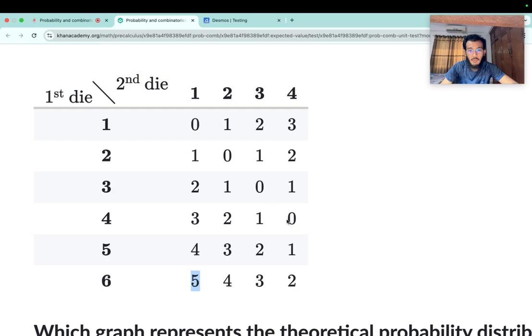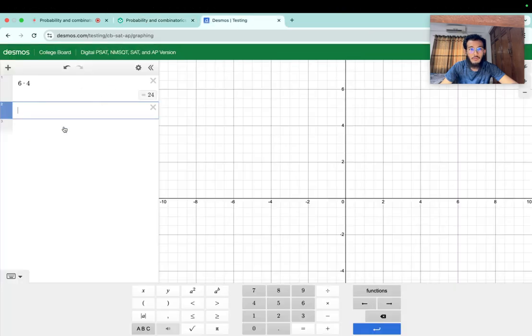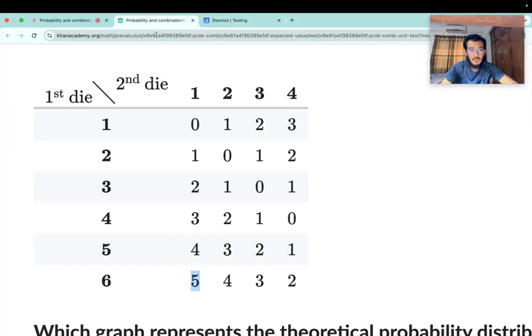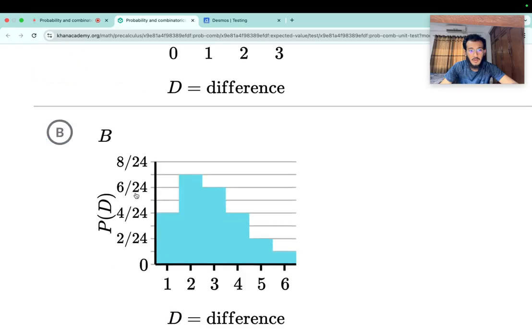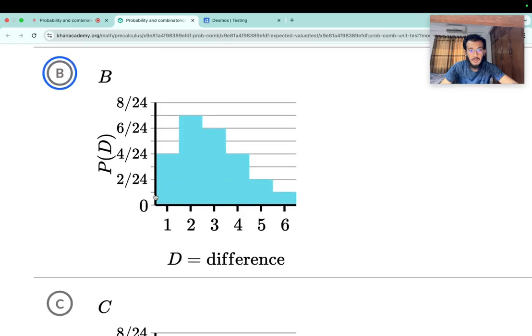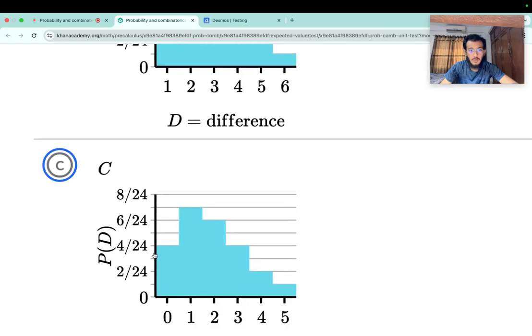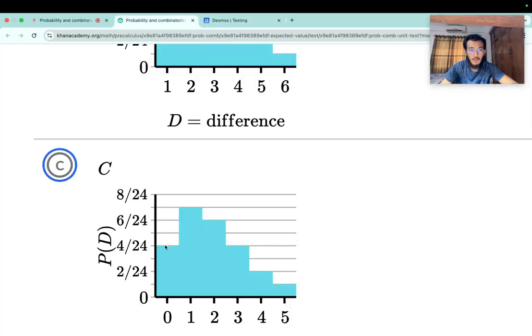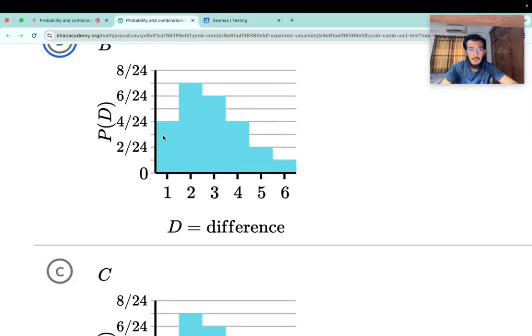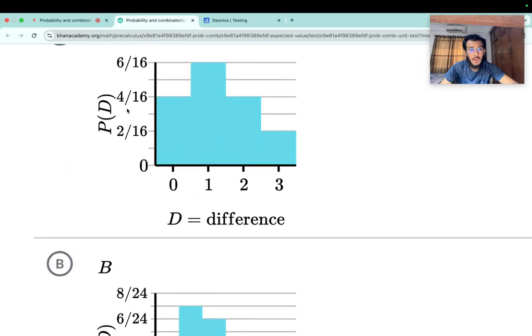And for 0, you have 1, 2, 3, 4. So favorable outcome divided by total outcome, which is 24. So that is 1 upon 6. Okay, so for 0, I should have 1 upon 6, which is not here. 0, 4 upon 24, 1 upon 6. Okay, so everything is in 24. So for 0, I need 4 upon 24. So here C correctly depicts it.